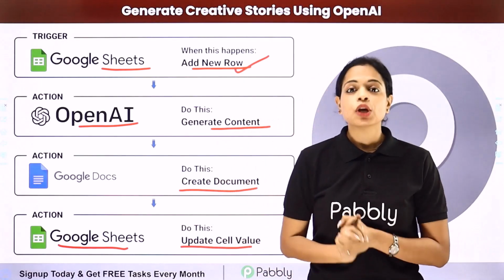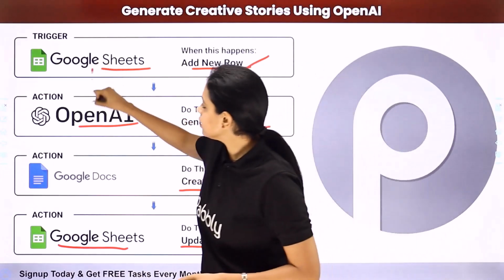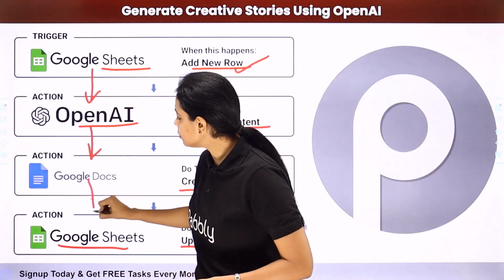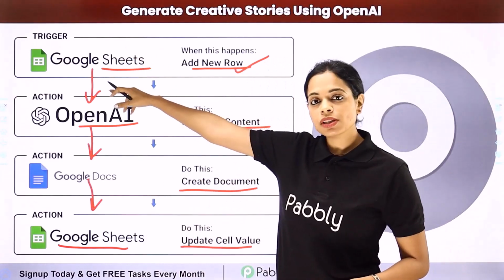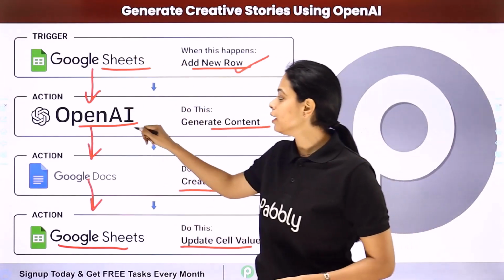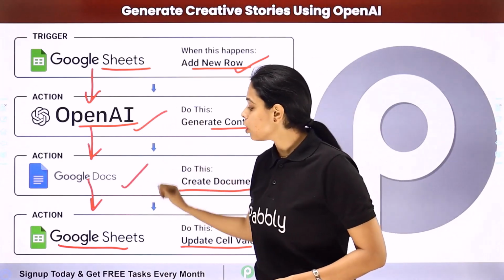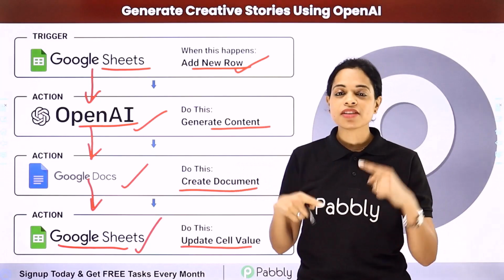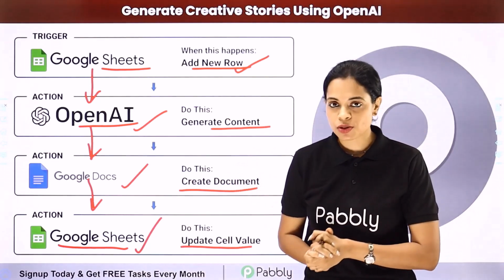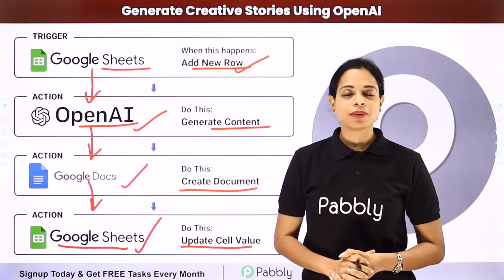How can that happen? For this, you will have to integrate the applications, and the same thing can be done using Pabbly Connect software. Here your trigger application would be Google Sheet, and your action applications would be OpenAI, Google Docs, Drive and Google Sheet. Now how can you do this yourself, integrate and automate this entire process? To understand that, let me take you to my screen.